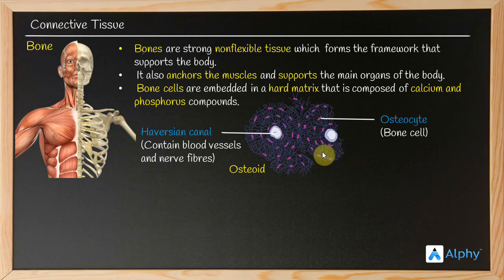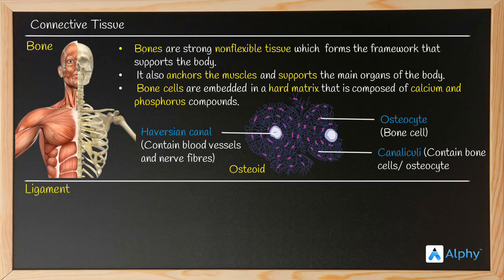What about these thin linings? These lines are known as canaliculi, which contain the bone cells. So the function of canaliculi is to contain bone cells, right? That's it. So that was about the bone, the connective tissue, right?